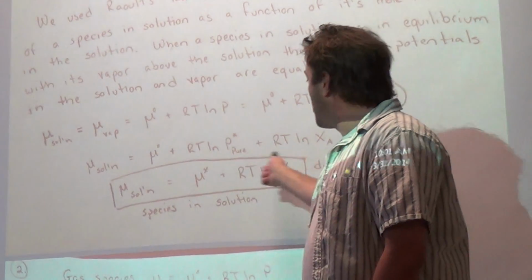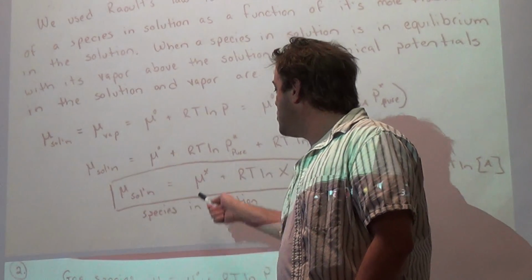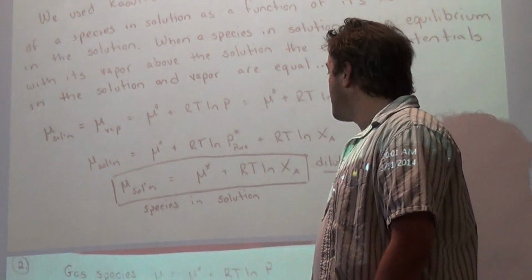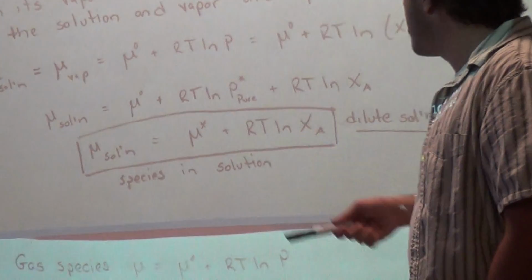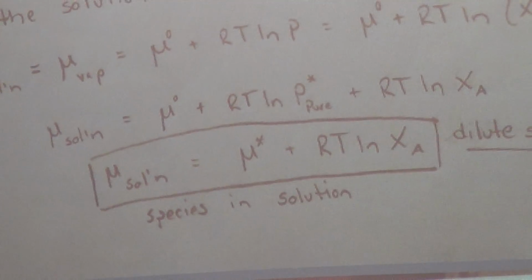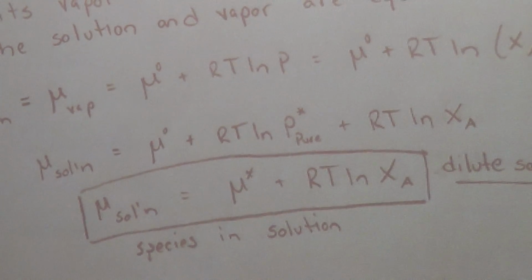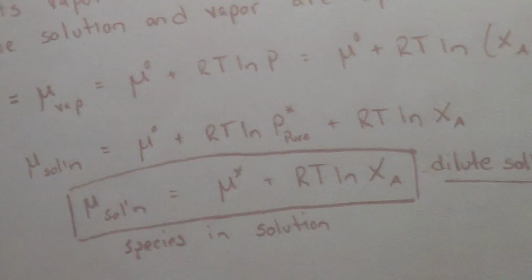This part can be broken apart into two pieces. This RT ln P of the pure can be joined with the mu naught, and we get a new mu star. And we say that mu of the solution is mu star plus RT times the natural log of the mole fraction. And so now we have an equation that tells us what the chemical potential is of a species in solution.